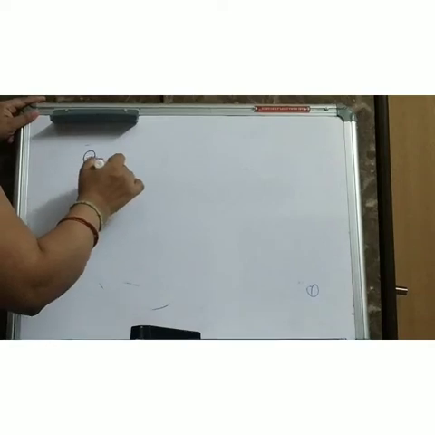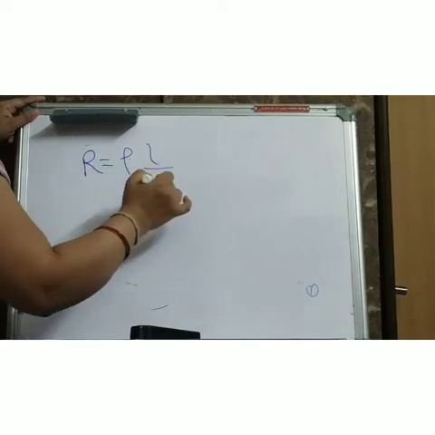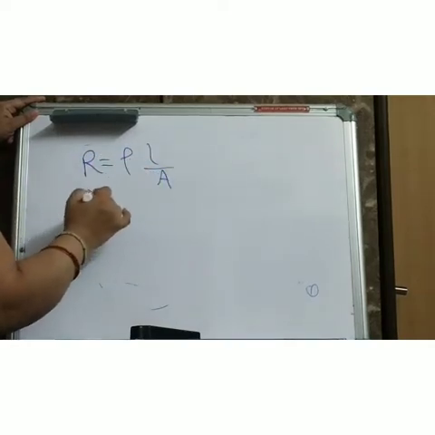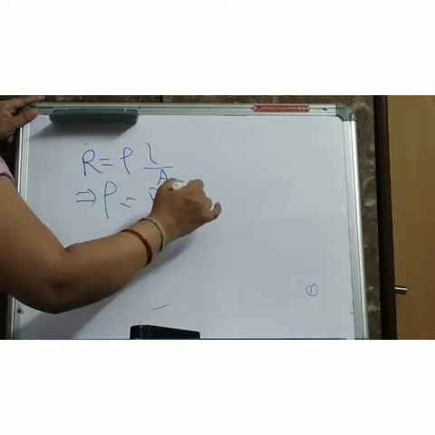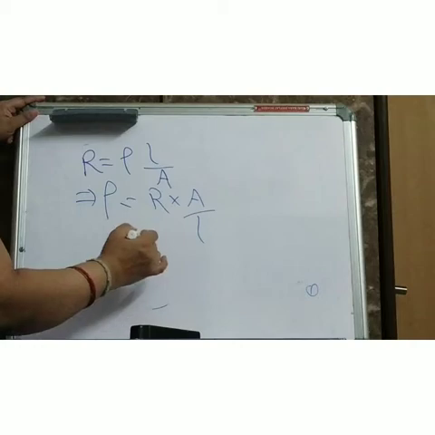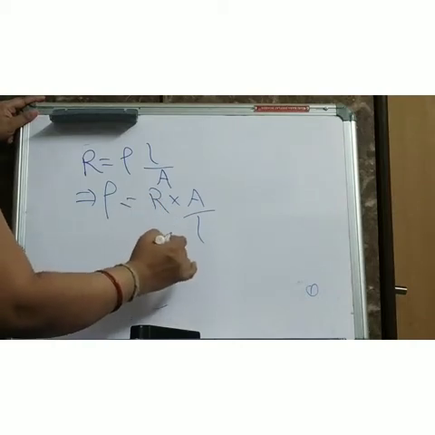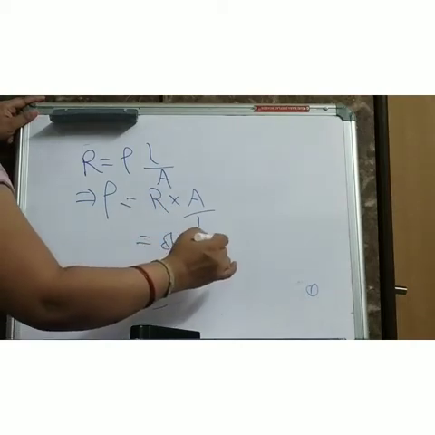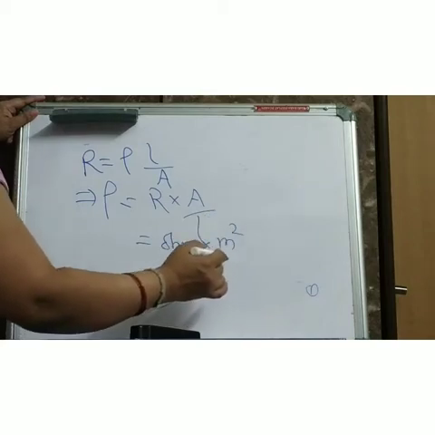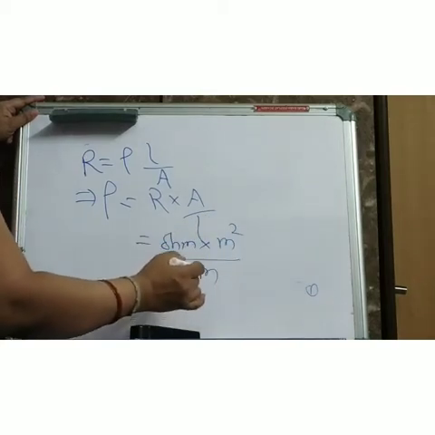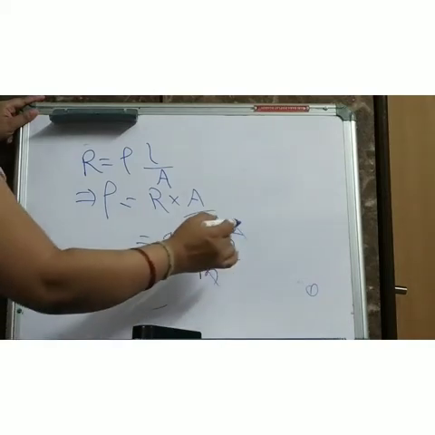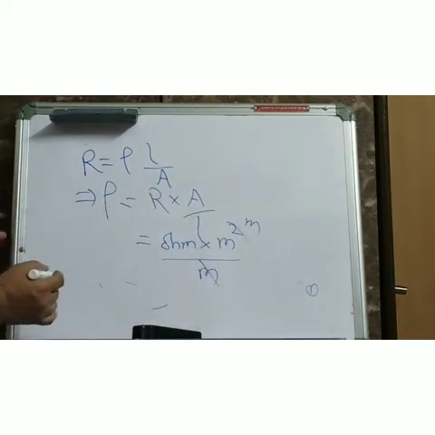R is equal to rho L by A. Then from here, rho is equal to R into A by L. You know R is measured in ohm and A, area of cross section, is in meter square, and L, length, is in meter. So the meter cancels, and ohm is left.